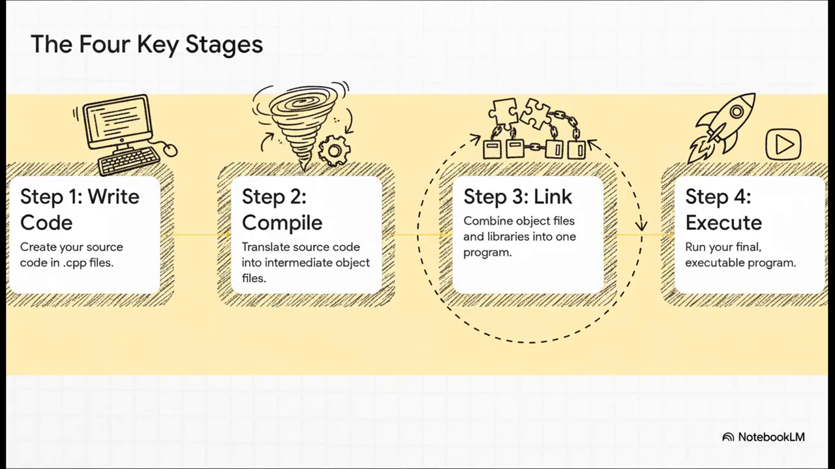Okay, so here are the four main stations on our assembly line, just at a high level. First, you write the code. That part's on you. But then, the automated factory kicks in. Your code gets compiled, then it gets linked, and finally, it's ready to execute. Now, we're really going to zoom in and focus on those two middle steps, compile and link, because that's where all the invisible behind-the-scenes work happens.